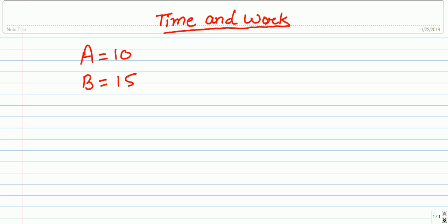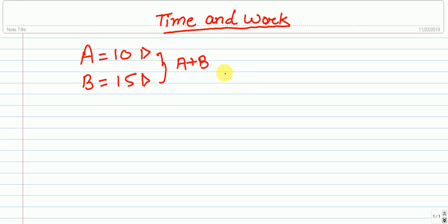These days the level of the problem is a little bit complicated. We will also solve those types of problems, but let's start with the simple concept with this question itself. If A will complete the work in 10 days and B will complete the work in 15 days, by working together, in how many days will they complete the work?